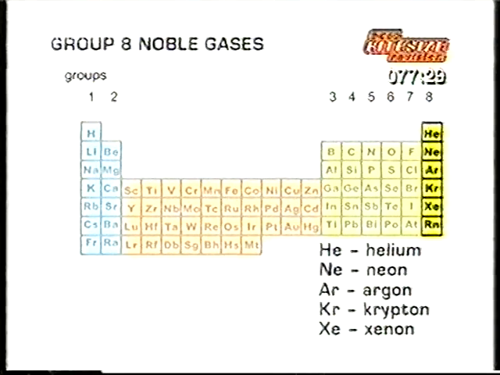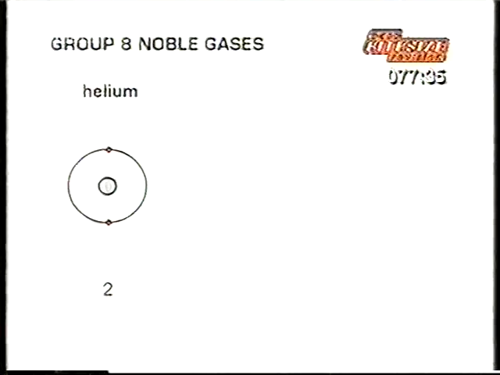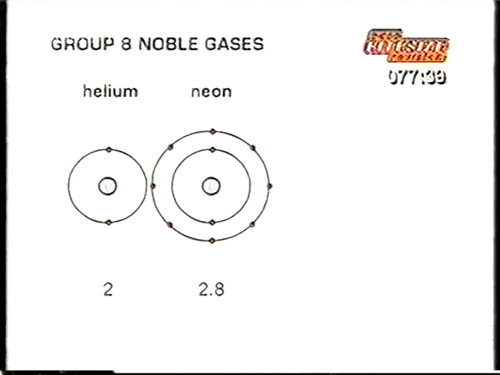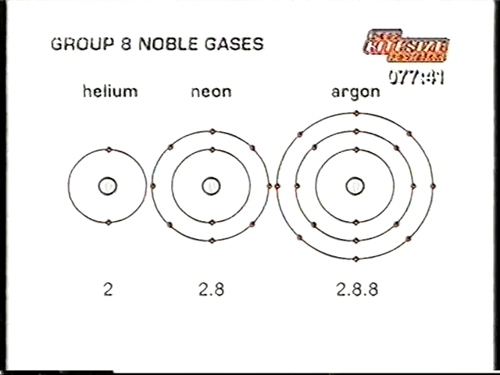So by their position in group 8 of the periodic table, we know that each of the noble gases has a full outer shell of electrons. Helium has 2 electrons, neon has 2 and 8 electrons, argon has 2, 8 and 8 electrons, and so on. That full outer shell makes them all extremely unreactive. But just like the alkali metals and the halogens, their properties do change as you move down the group.